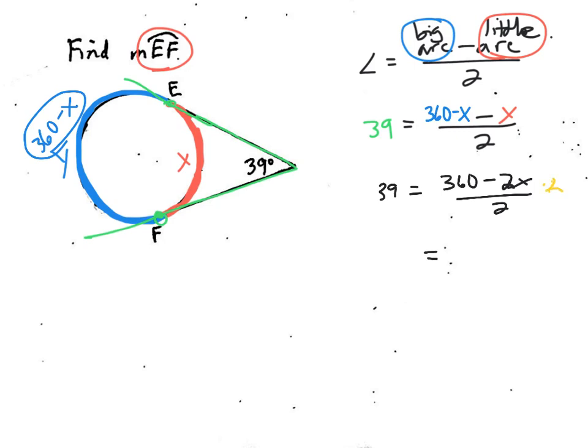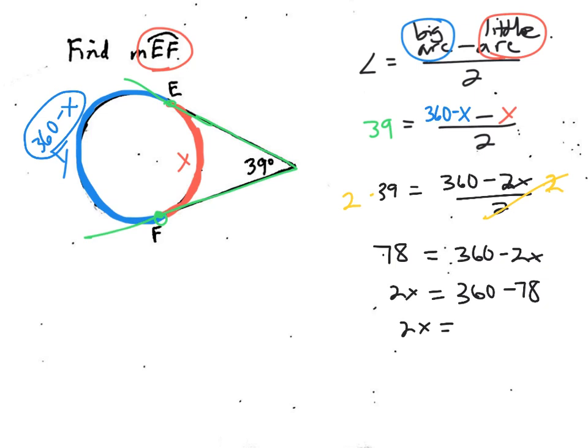I multiplied by 2 on both sides is kind of my general strategy here. So if I do the same thing, multiply by 2, times 2 divided by 2 cancels each other out, and then I'm left with, on the left side, 2 times 39, which I believe is 78, equals 360 minus 2x. And then your version of what you want to do from here, you could subtract 360. I'm going to add 2x and subtract 78 to keep things positive.